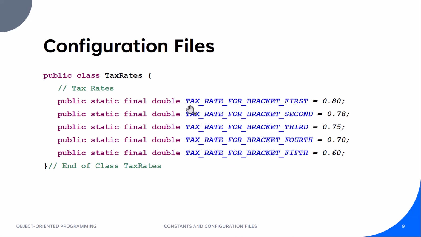And see that we are using the snake naming convention, right? The snake naming convention is that we have underscores between each word. And we also use capital letters for all letters, so that's how we understand that these are constants.